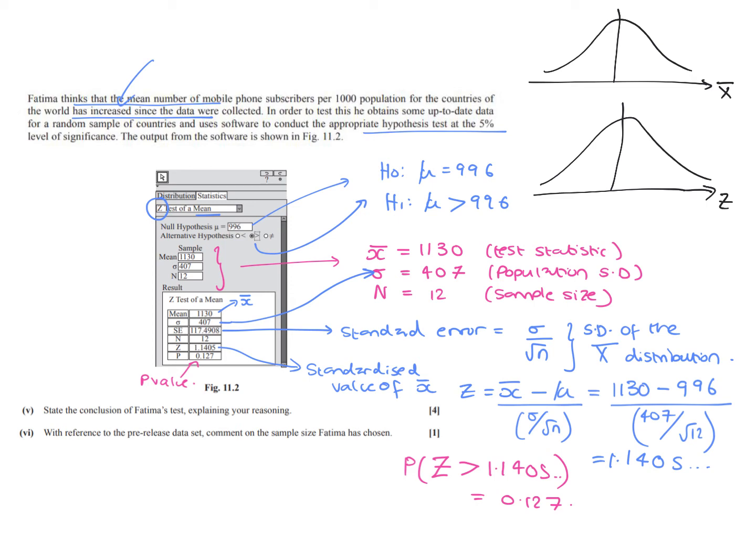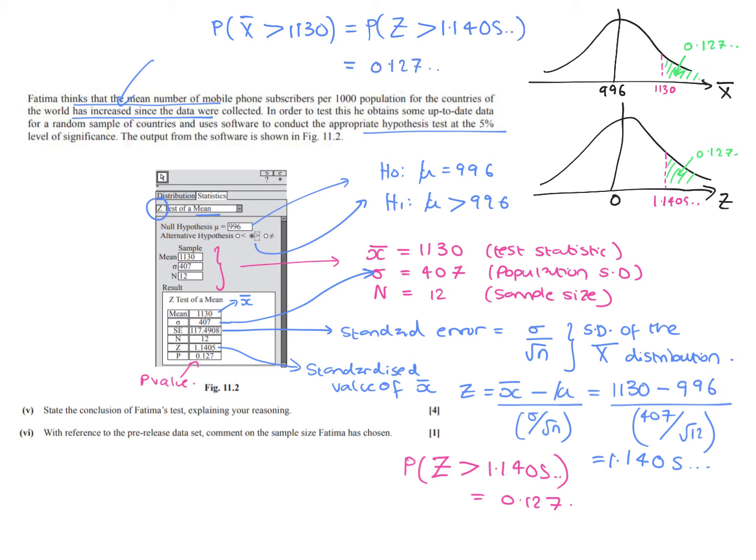In the x bar distribution, the mean is mu, which is 996. For the z distribution, the mean is, of course, 0. And for the x bar distribution, our test statistic is 1130. What we've discovered is that the region to the right of that, the probability of x bar being greater than 1130, is 0.127. All that's happened in this question is that 1130 has been standardised to a z value of 1.1405, and the region to the right of that is still 0.127. So the probability of x bar being greater than 1130 is the same as the probability that z is greater than the standardised value of 1130, which is 1.1405, and both of these are equal to 0.127.